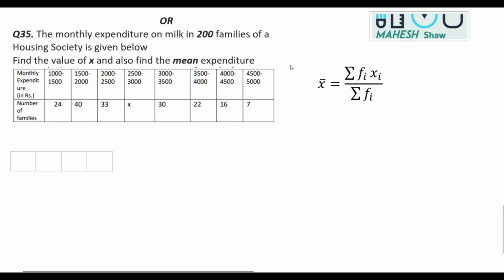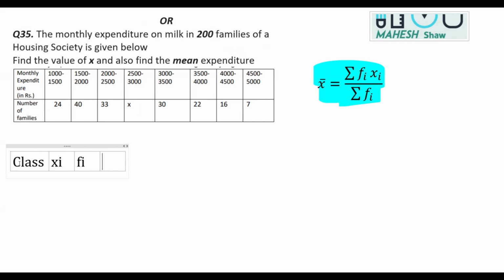Now, over here, I'm going to apply the direct method of finding the mean, because I can see the values over here are very simple. So first I have to make the class column. And in the next column, we'll be writing the frequency, that is fi, or we may first write xi, that's better, and then fi, the frequency, and then fi xi.